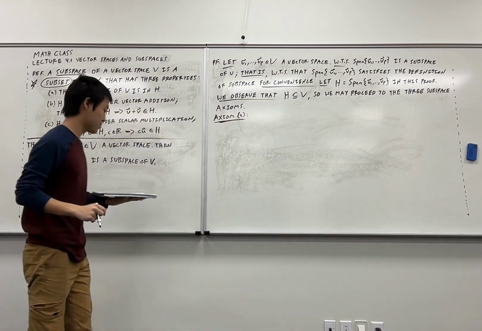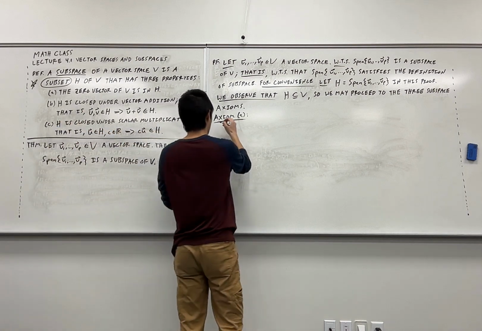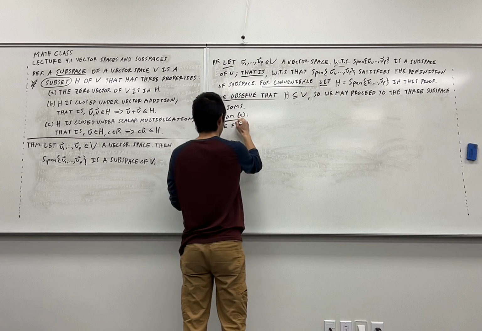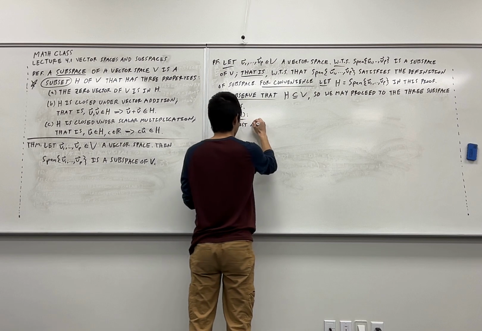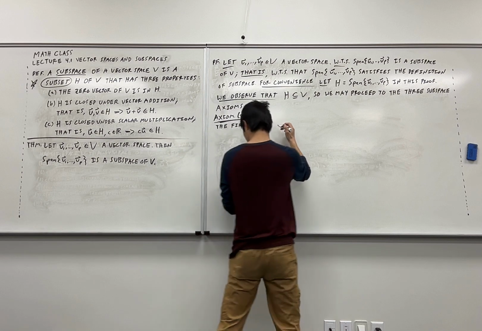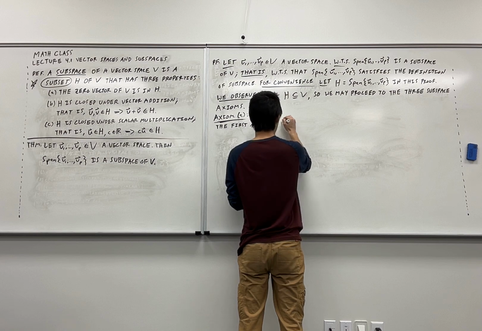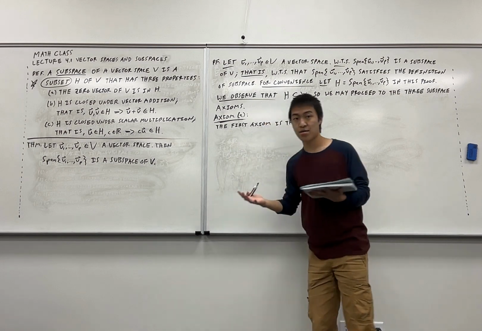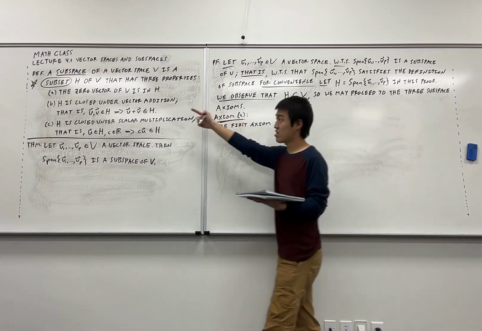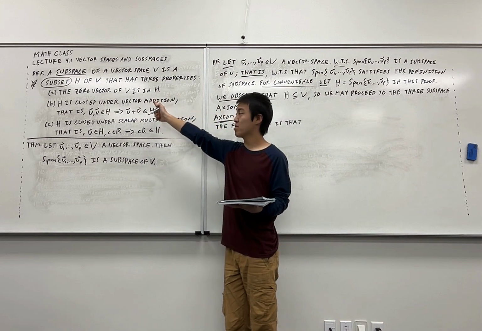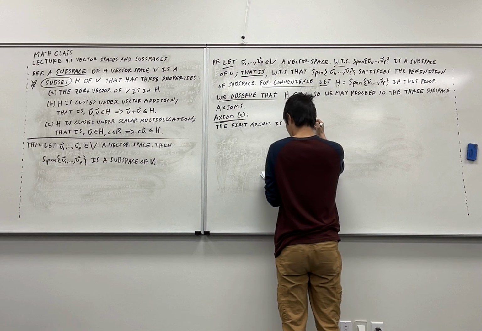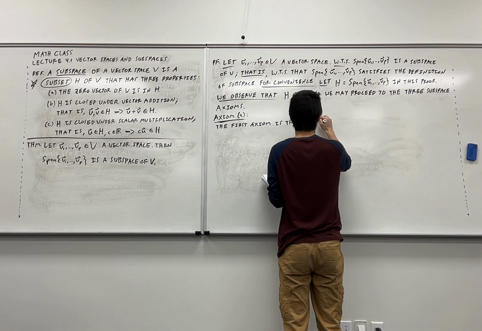Okay. The first axiom is that, so notice what I'm doing. I'm articulating what I'm trying to show. What is the first axiom in the first place? Well, it's that the zero vector of V is in H, okay? So is that zero vector is in H.